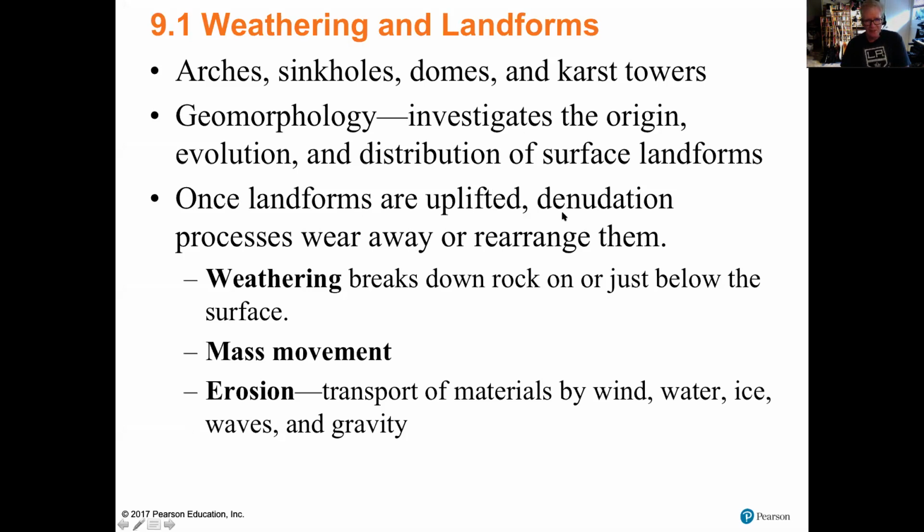the denudation of the landscape. And this is the process where the landscape is worn away or rearranged. And there's three ways to do this. Weathering, where you break down the rock on the surface or just below the surface, and mass movement, where the surface is transported from one point to another, or erosion, which is the transport of materials by wind, water, ice, waves, and gravity. And we'll be talking about water, especially next week when we look at rivers.